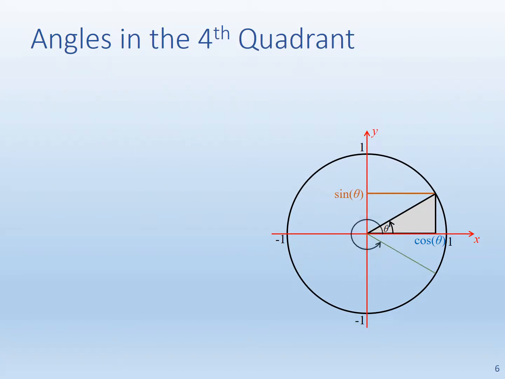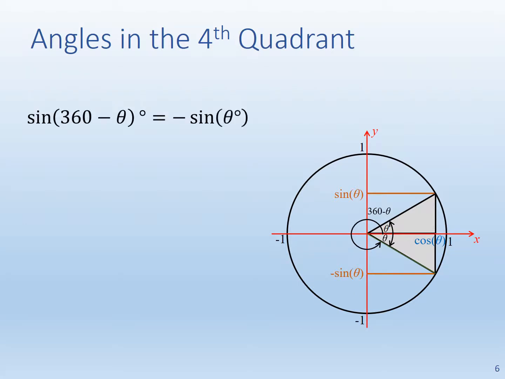Moving into the fourth quadrant, we have an angle of 360 less theta. The sine of that angle is negative. And so we get the relationship where the sine of 360 minus theta is negative sine theta. And the cosine of that angle is positive, so those cosines are equal.